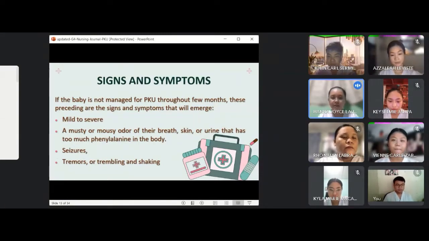Another one is a musty or mousy odor of their breath, skin, and urine that has too much phenylalanine in the body. This musty or mousy odor is the result of phenylacetic acid, which is a byproduct of phenylalanine. We have here seizures, tremors, or trembling and shaking. Symptoms develop slowly over several months as phenylalanine builds up in the blood. If not treated, affected infants progressively develop intellectual disability over the first few years of life, which eventually becomes severe.